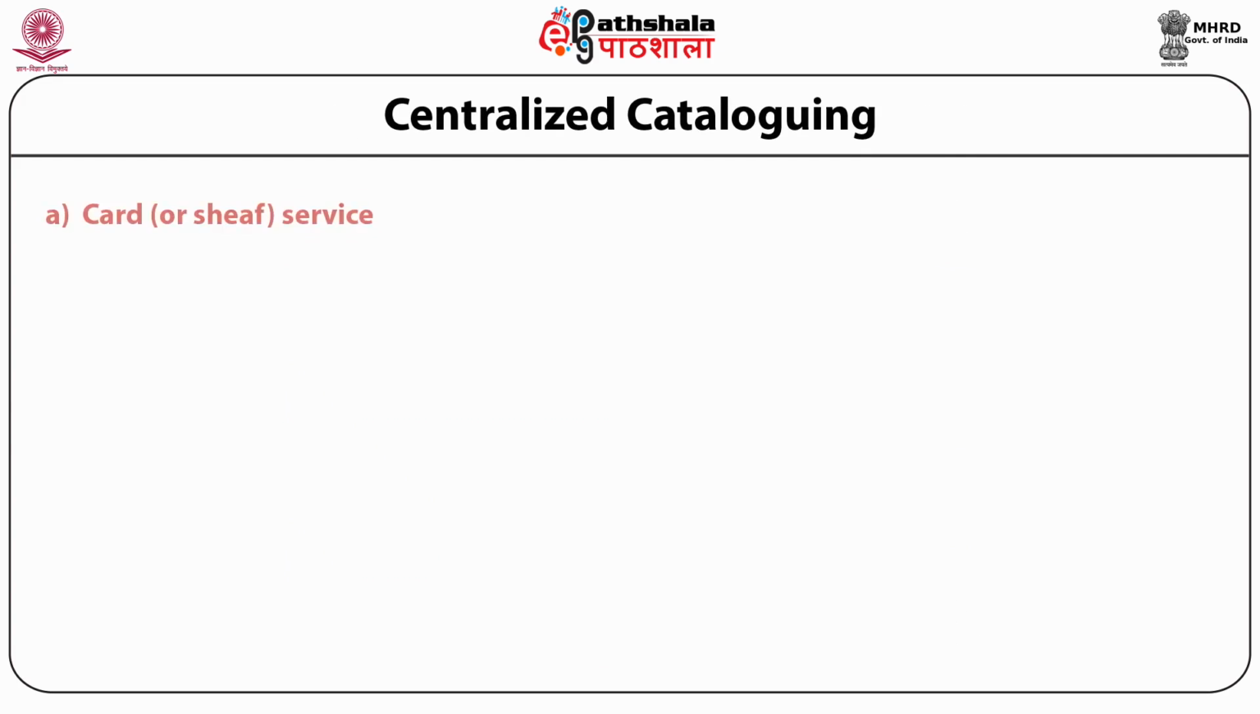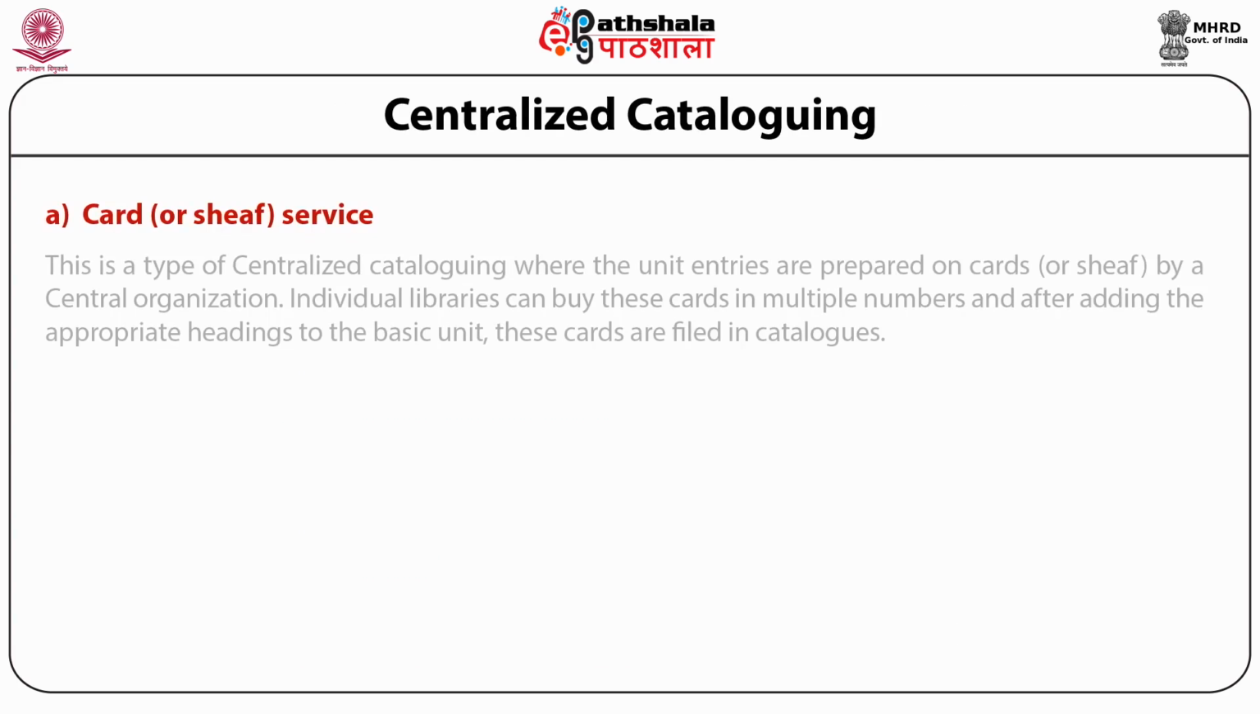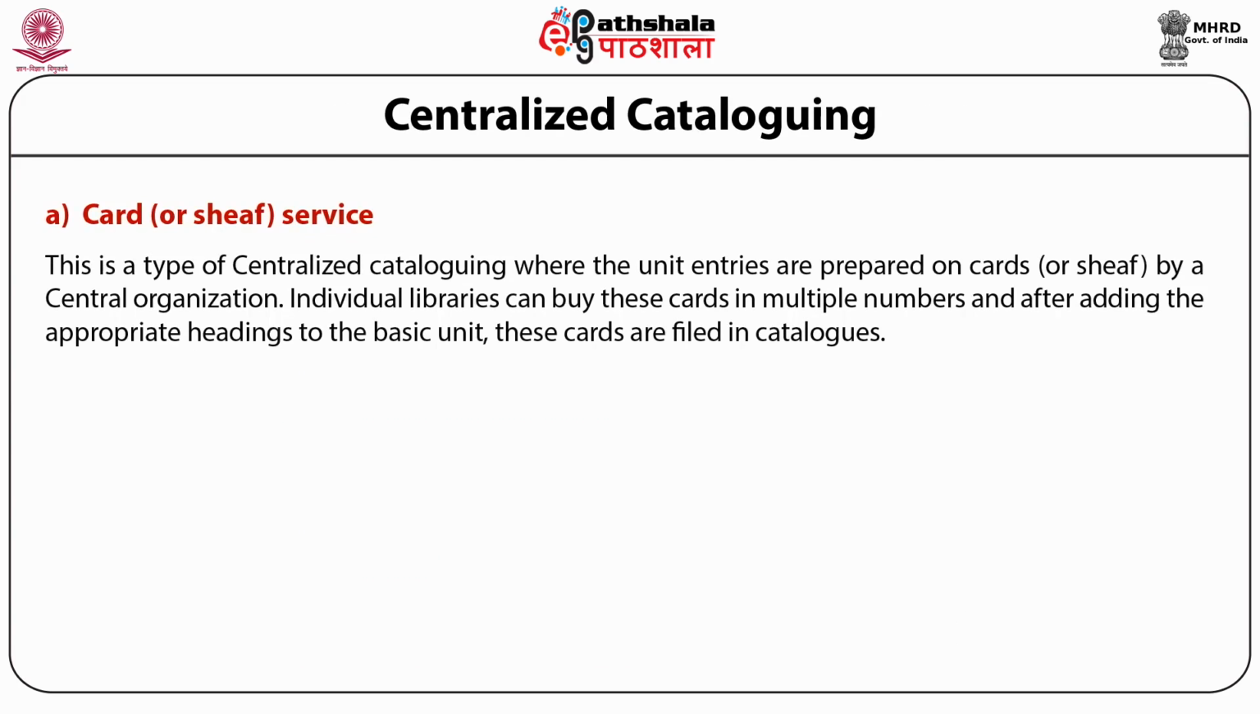First, card or sheaf service. This is the type of centralized cataloging where the unit entries are prepared on cards or sheaf by a central organization. Individual libraries can buy these cards in multiple numbers, and after adding the appropriate headings to the basic unit, these cards are filed in local catalogs.